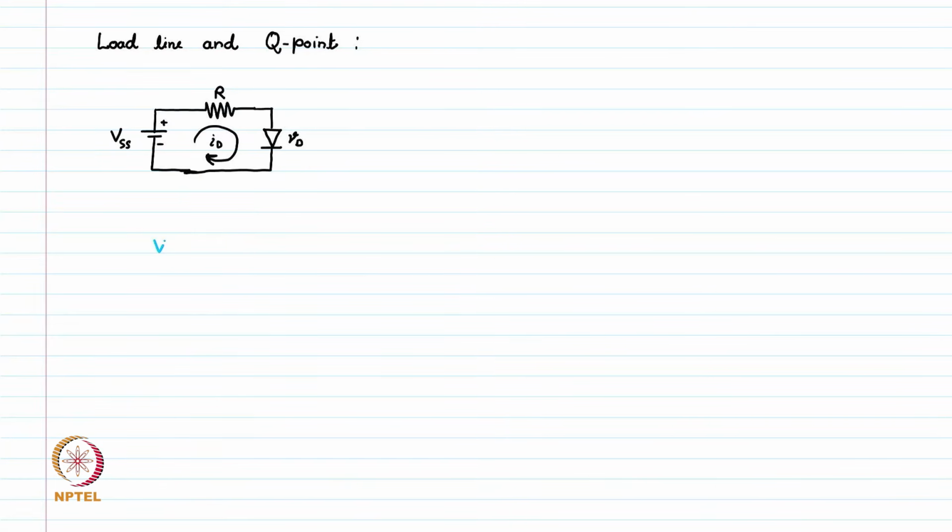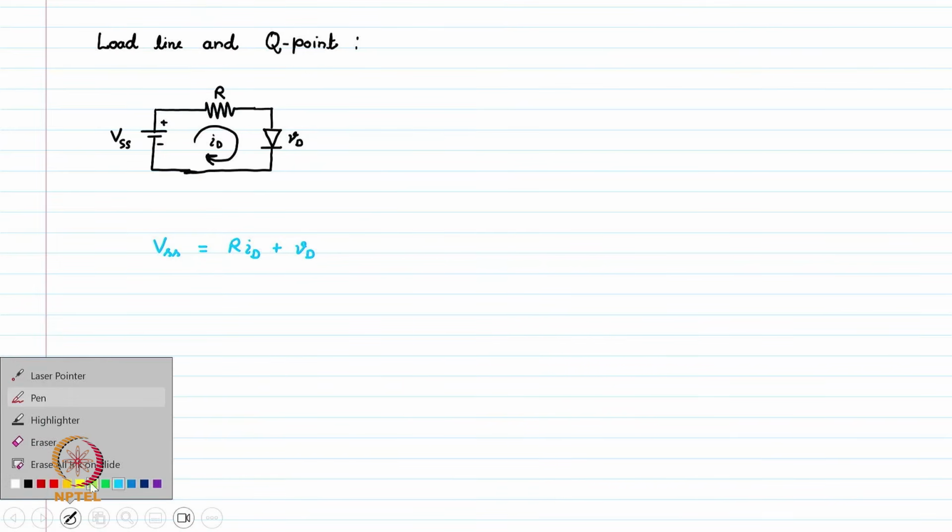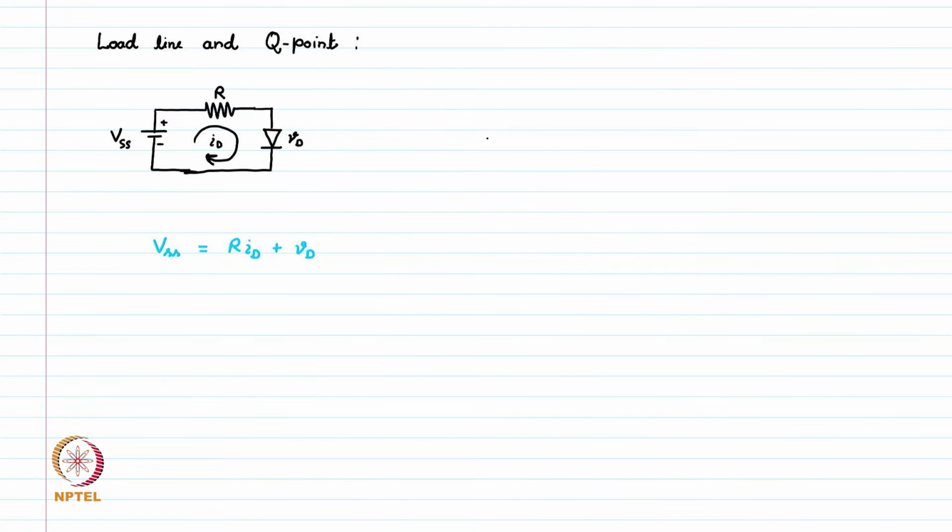So, we can write VSS is equal to R times ID plus small vd. This is the KVL we can write inside this loop, and if we make a plot between ID and VD, the y-axis is ID, the diode current, and the x-axis is the diode voltage VD.